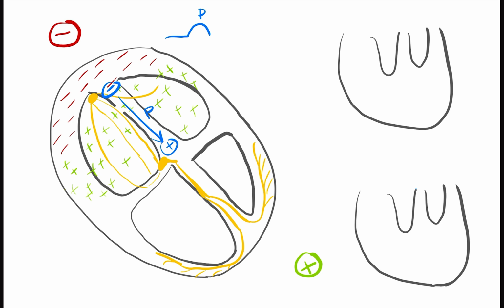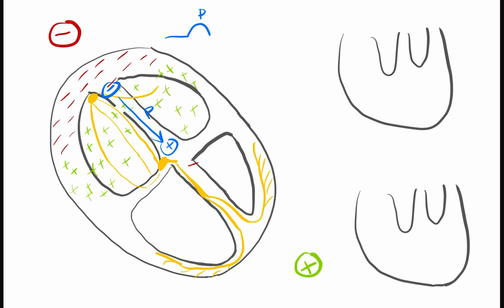This is the first one. What's gonna happen next? We need to depolarize the ventricles. It's like the biggest mass of the heart, the ventricles. So we are gonna do it slowly from the septum. The septum is right here.